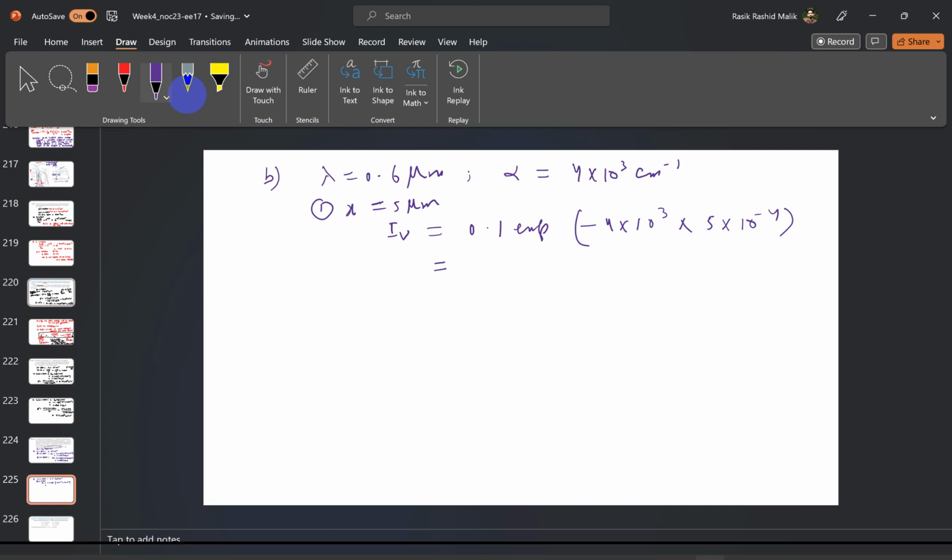It is coming out to be equal to 0.0135 watt per centimeter square. And the part B of the question, x equal to 20 micrometer.